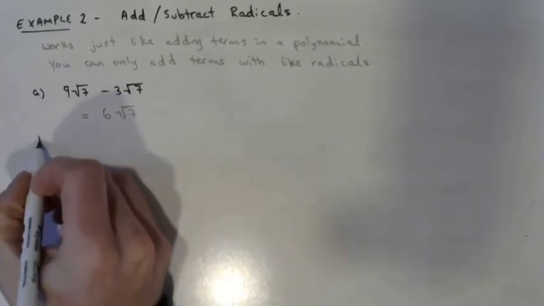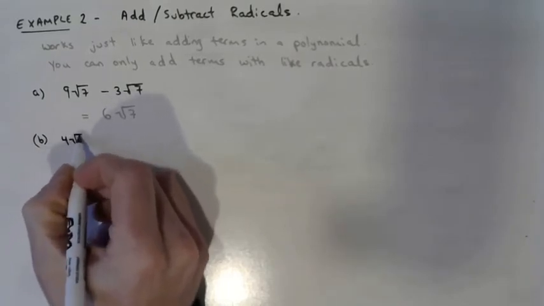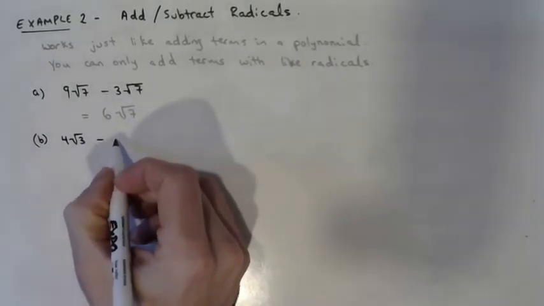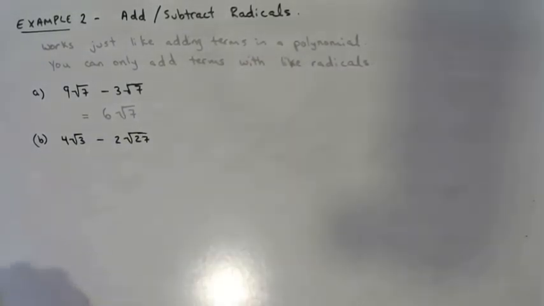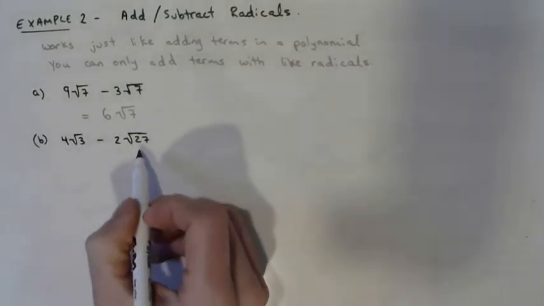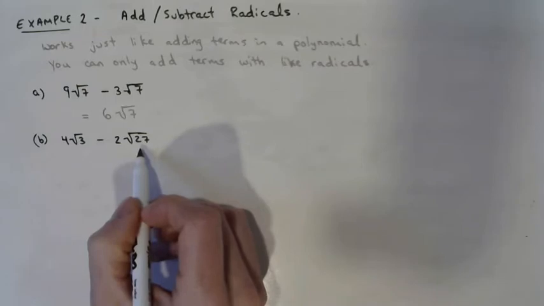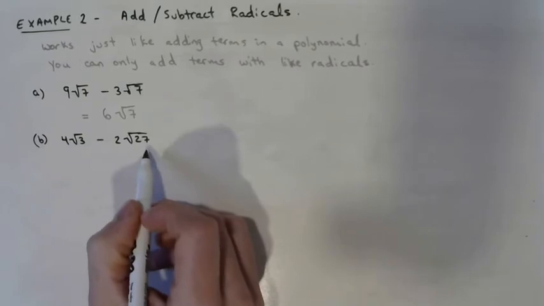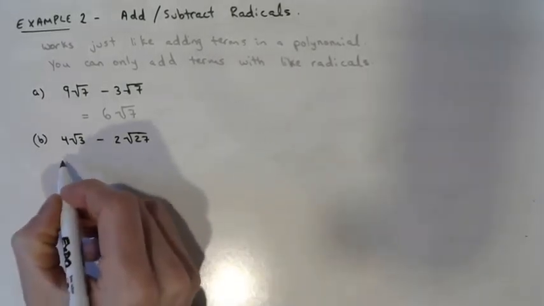All right, we're looking at B. B says 4 radical 3 minus 2 radical 27. Now you might look at this one and say, oh, different radicals, can't add them, but think back. Look at this bigger radicand of 27. It's actually divisible by 9, which is a square number. And if I do that, I am going to get 9 times 3, which is going to leave me with a radical 3 on both sides. So let's work that out and see what we get here.